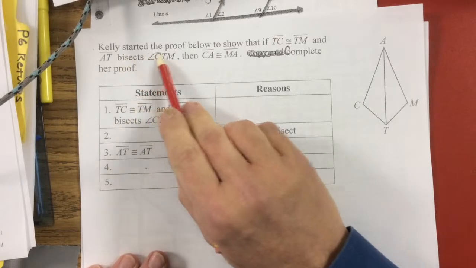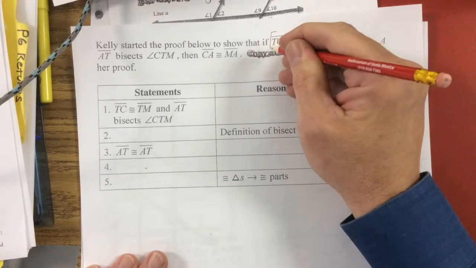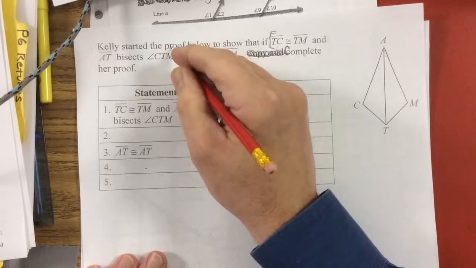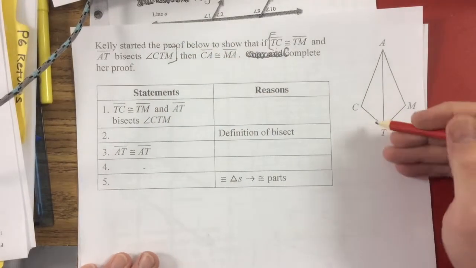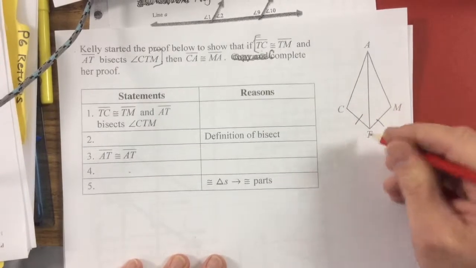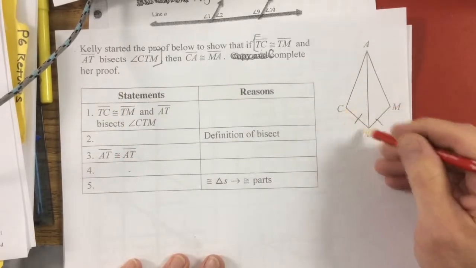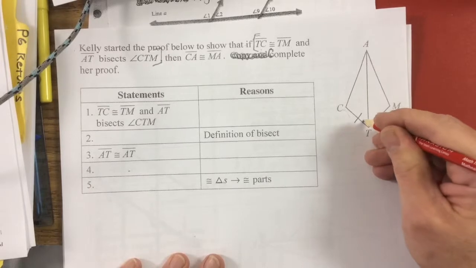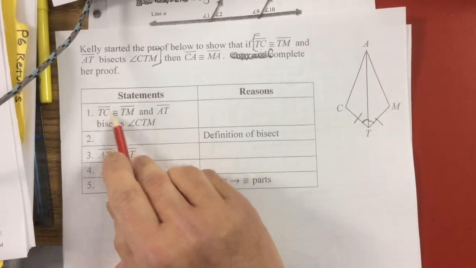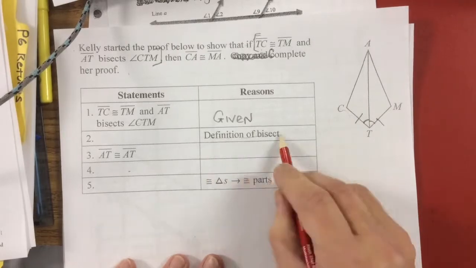In this particular case, Kelly started the proof below to show that if, okay, so this is what's given, the if part: TC is congruent to TM, and AT bisects CTM. We got a drawing over here. TC is congruent to TM, and AT, which is this, bisects CTM, which is this, which means that this angle is congruent to that angle. Okay, that's what bisect means. So these things here are what's given, and that's what you write in this box.